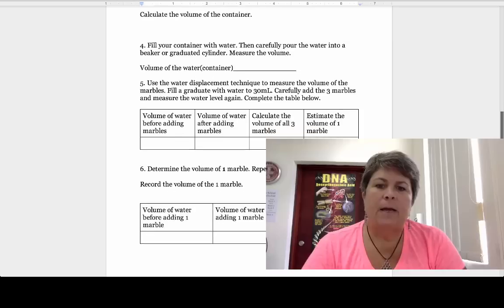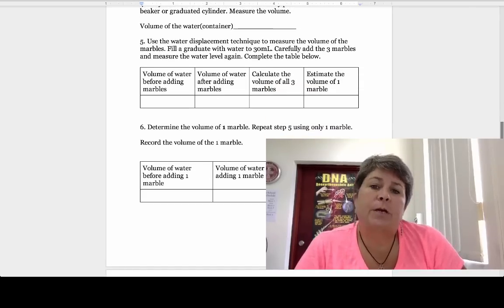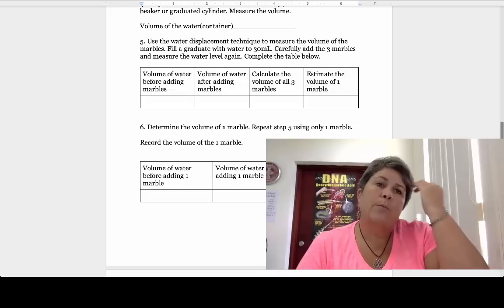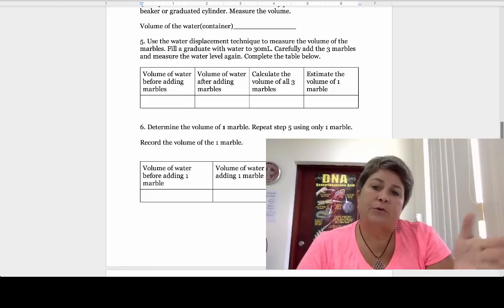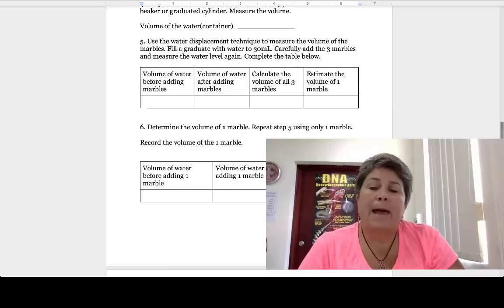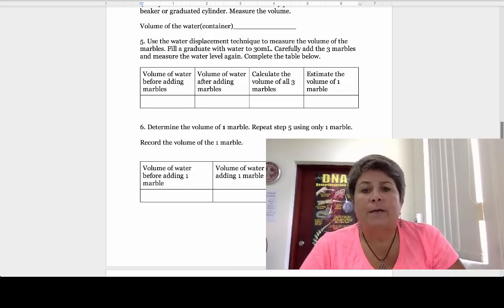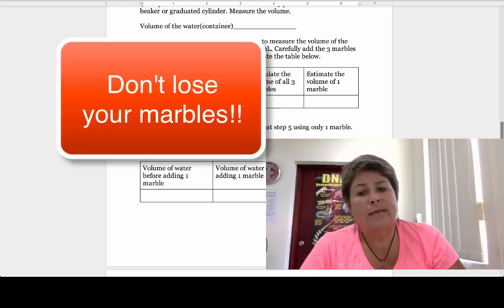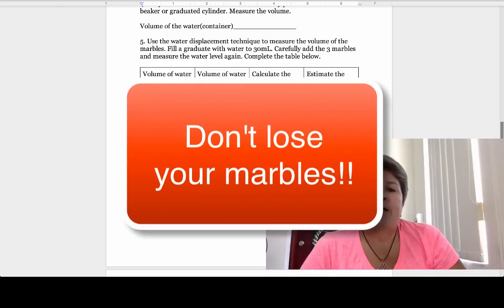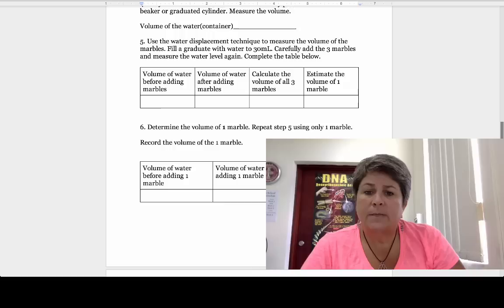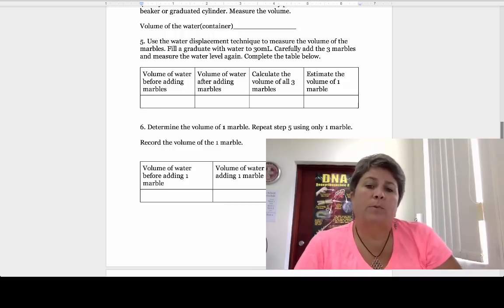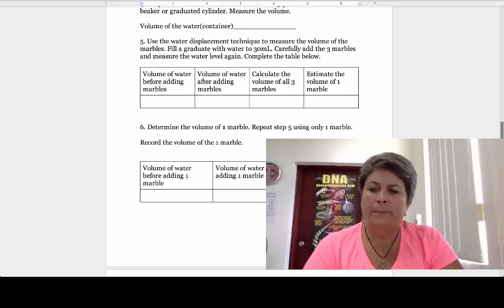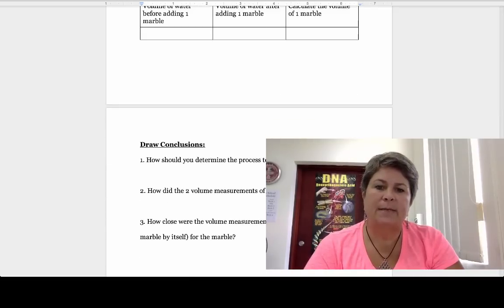Okay, and then step number 5 in the procedure, you're going to use the water displacement technique. Remember, again, Mr. Johnson's going to go over how to do that displacement technique before you get started, so you should feel pretty confident in doing that. You're going to measure the volume of 3 marbles at one time and then calculate how much one marble's volume is. And then you're going to redo that procedural step with just 1 marble. All right, so you'll be using the displacement technique a little bit.